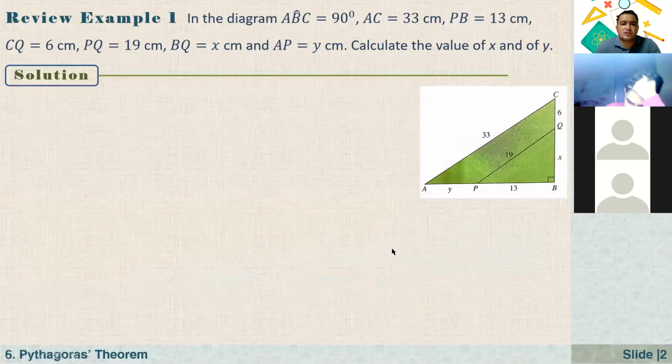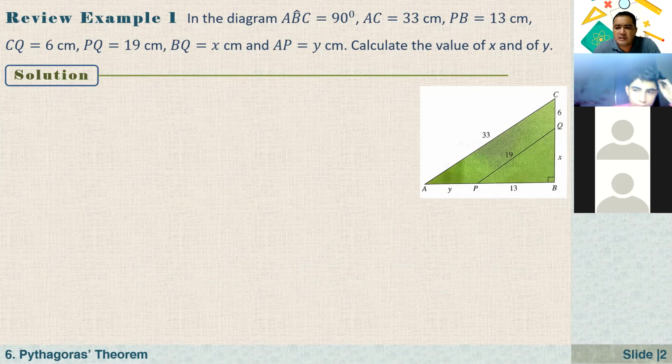Here in the first question, in the diagram, as you see in the picture, angle ABC is 90 degrees, AC equals 33 centimeters, PB is 13, CQ is 6, PQ is 19, BQ is x, AP is y. Calculate the value of x and of y. Okay, so you have 4 minutes.